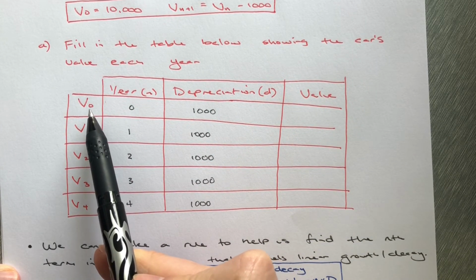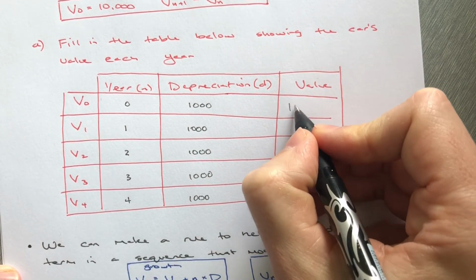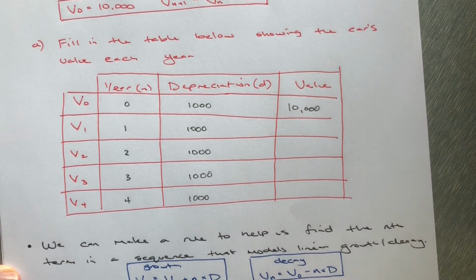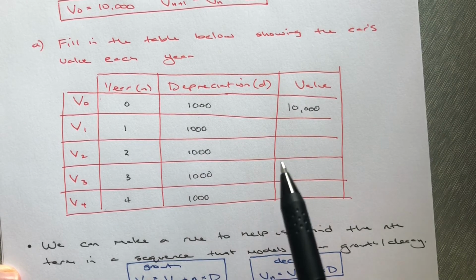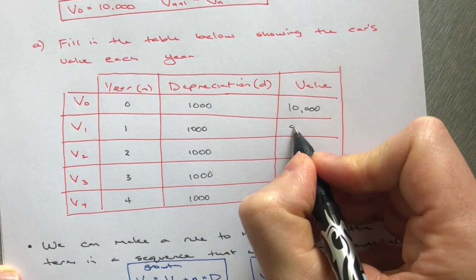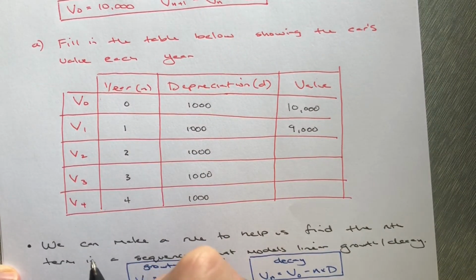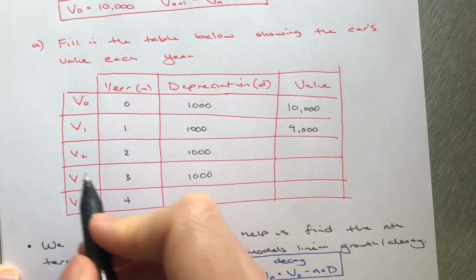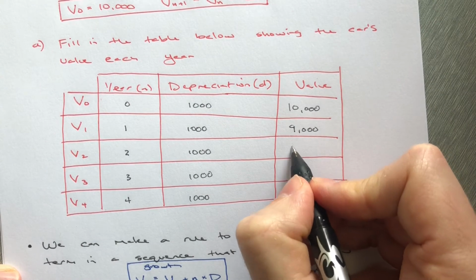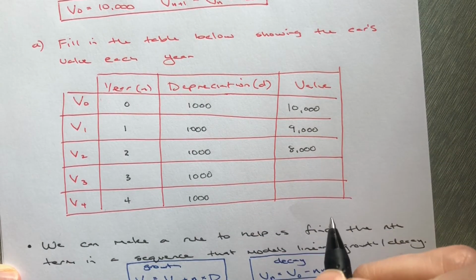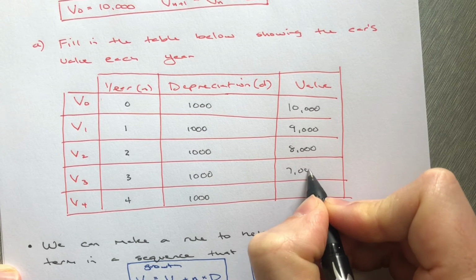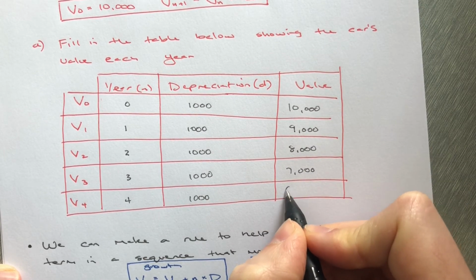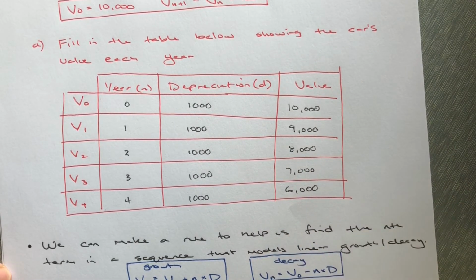Now, V0, so the value right at the start, we were told was 10,000. There we go. Now, if we are depreciating 1,000, that means our next value is going to be 9,000 at the end of the first year. If we're going down, we go into the next year and we go down another 1,000. At the end of the second year, it's going to be 8,000. At the end of the third year, it's going to be 7,000. At the end of the fourth year, it's going to be 6,000. So hopefully we can see that it's just going down by the same amount, which is 1,000 or 10% of the initial value each year.